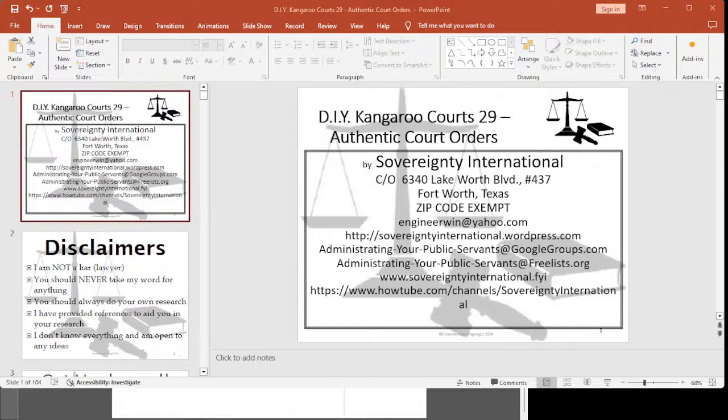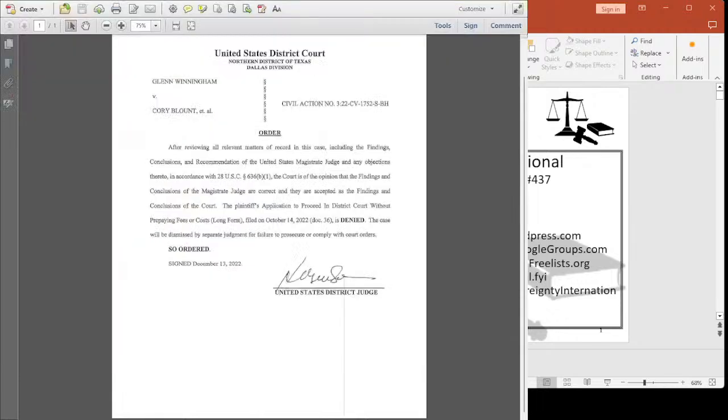So this is on authentic court orders. So what's an authentic court order? There's some requirements for an authentic court order. And let's look at a couple here first. This is one right here.